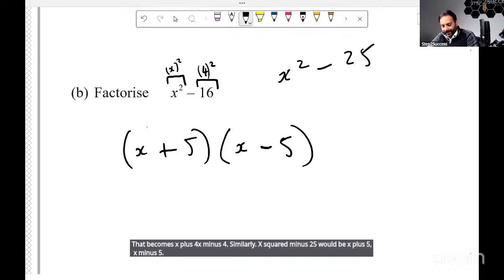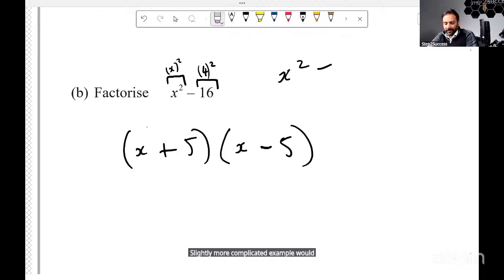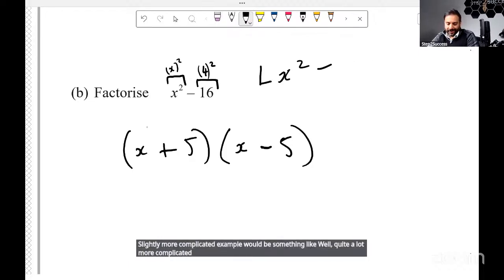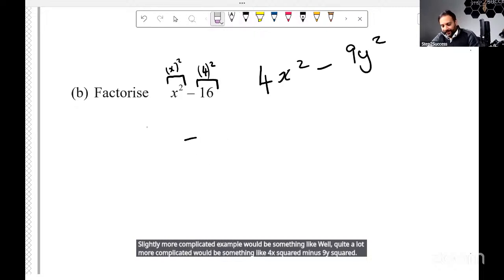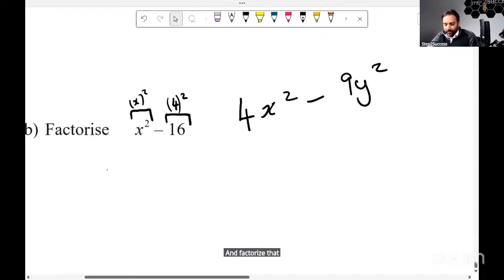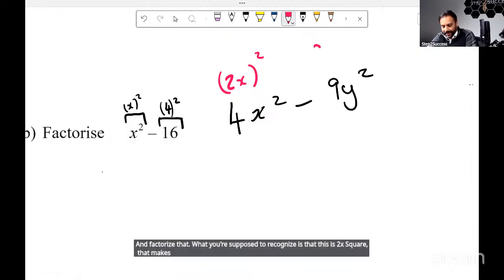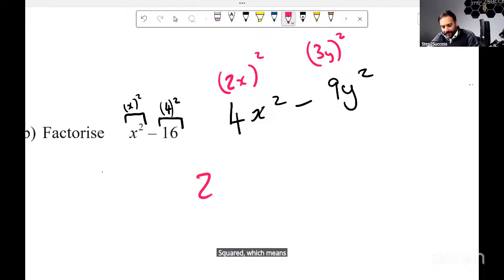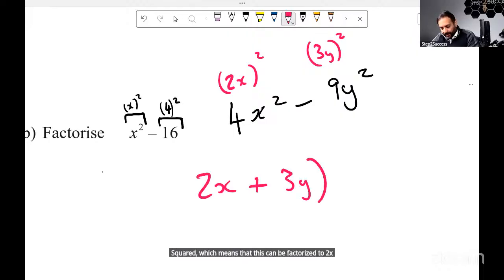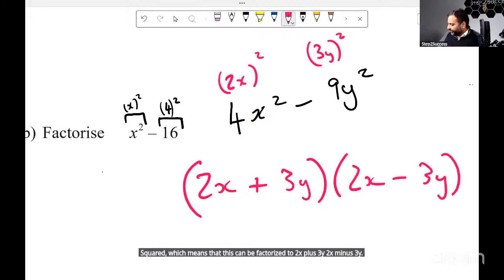A slightly more complicated example, quite a lot more complicated, would be something like 4x squared minus 9y squared, and factorize that. What you're supposed to recognize is that this is 2x squared, that makes 4x squared. This is 3y squared, which means that this can be factorized to (2x + 3y)(2x - 3y). That would be how that could be done.